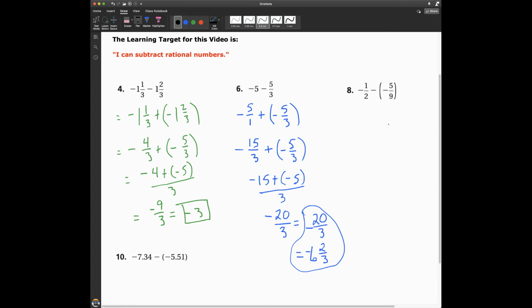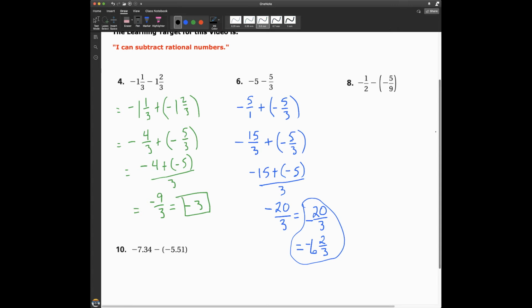Okay, let's move on to number 8. So for number 8, again, first thing, let me add the opposite. So I will add the opposite of -5/9, which is just 5/9. We need a common denominator, which for this problem is going to be 18. So to go from 2 to 18, I multiply by 9. So 1 times 9 is 9. There's my numerator. And here the denominator is going to be 18. 9 times 2 is 18, so 5 times 2 is 10.